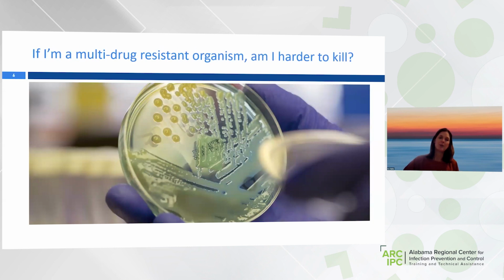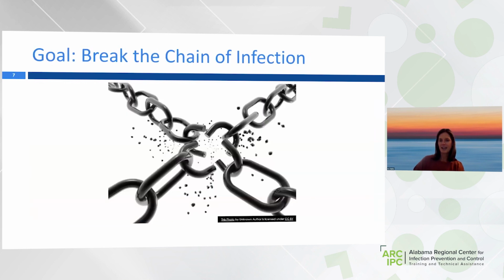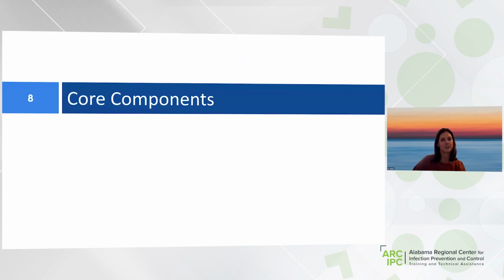So big question: if I'm an MDRO, am I harder to kill in the environment? The short answer is no. When we talk about MDROs versus, let's say, Staph aureus versus MRSA, in terms of killing that pathogen in the environment, it's the same whether it's a resistant pathogen or not. So the information presented in our conversation is applicable both to MDROs and to those pathogens when they're not necessarily an MDRO. They're harder to treat, but not necessarily harder to kill in the environment. And as always, our goal is to break the chain of infection, and certainly the environment is part of that chain.